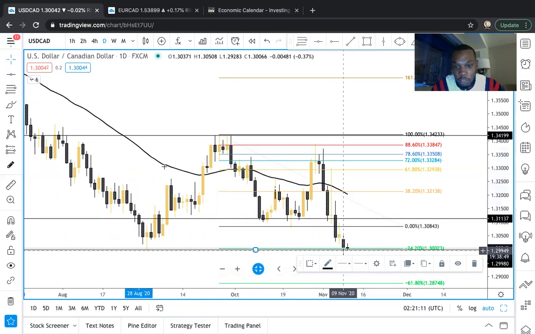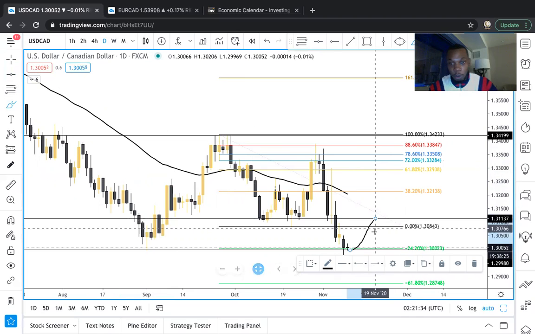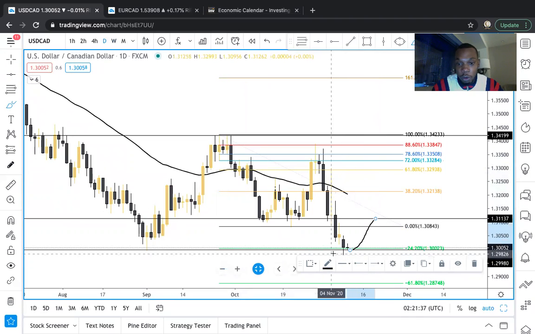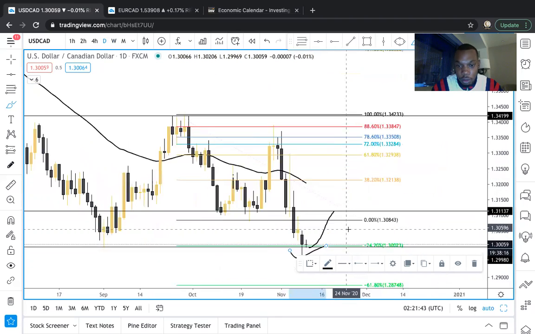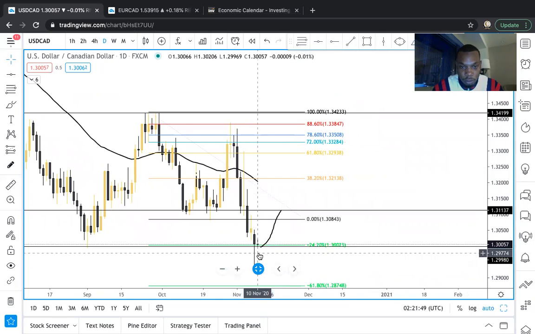So now, if we don't just continue this overall momentum to the downside and the market looks like it's trying to find support around 1.30, then we might get a retracement back up to the upside towards 1.3075 to 1.31 resistance. This is where I would like to see USD CAD retrace back to if we hold around 1.30 support here, if this holds.